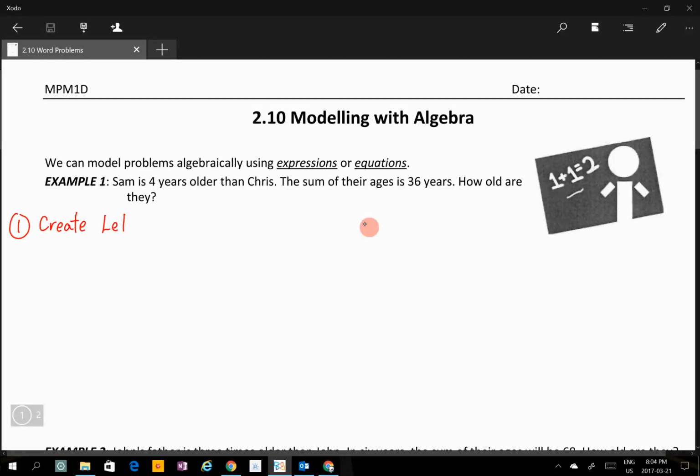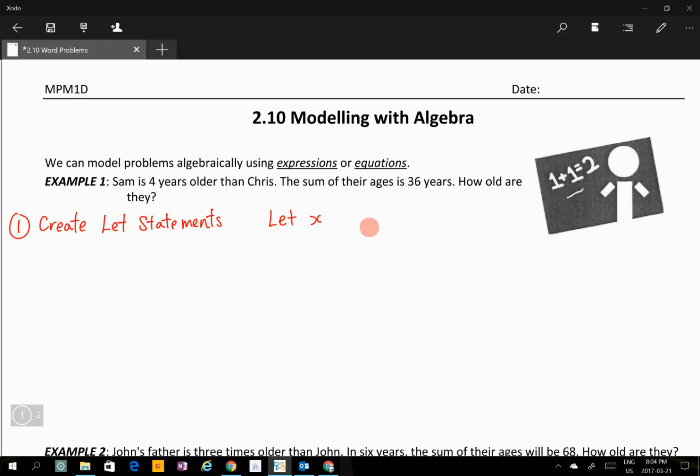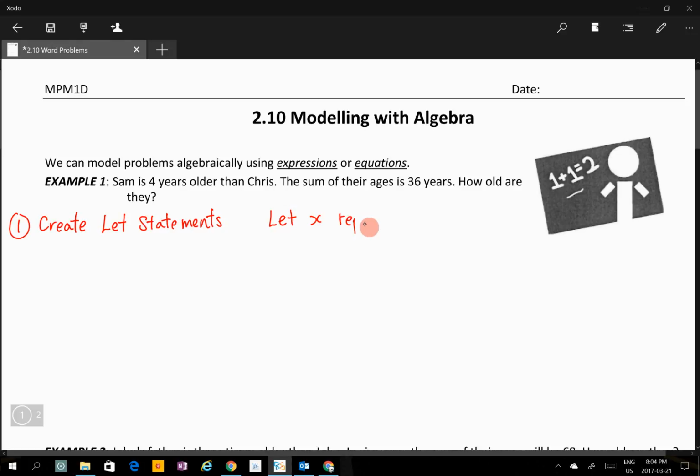Okay, so step number 1, we are going to create let statements. You might remember what these are. I think I explained them a number of lessons ago. So a let statement looks like this. I'm going to say let x. So this is the way we define our variable to represent something in the word problem. So I'm going to let this variable x represent Chris's age.